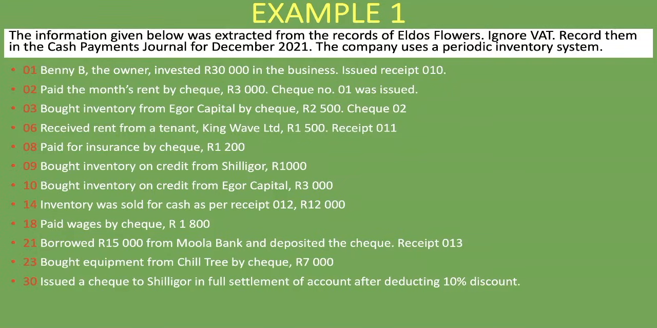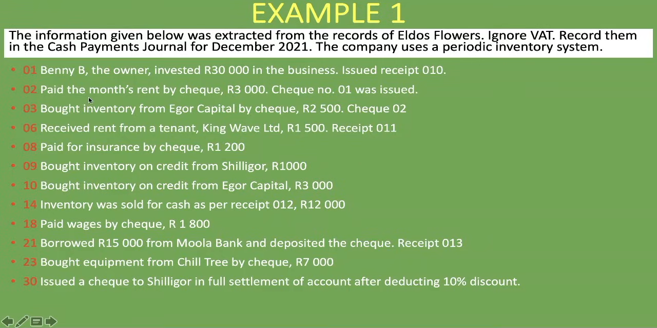The company uses a periodic inventory system. Now, many students like to ignore that statement, whether it's using a periodic inventory system or a perpetual inventory system, but it's actually very important when you're completing your journal. And I'll explain when we get to those particular examples where we have to take into account what inventory system they're using. So we know they're using a periodic inventory system, so we'll have to take it into account. Now, let's begin. You can see in red here is the day of the month. So let's start.